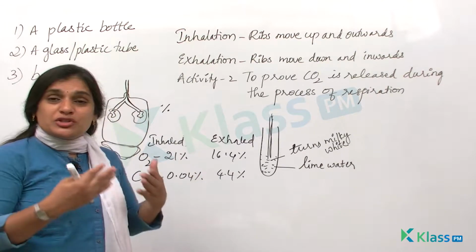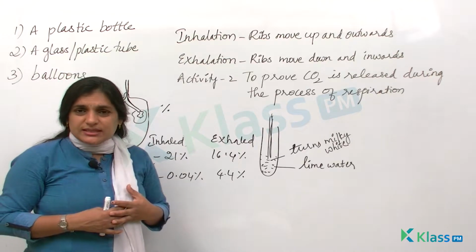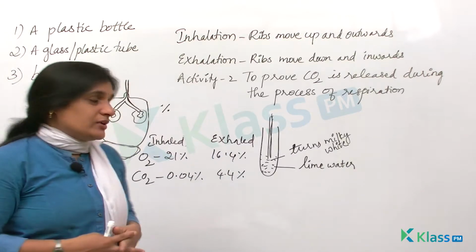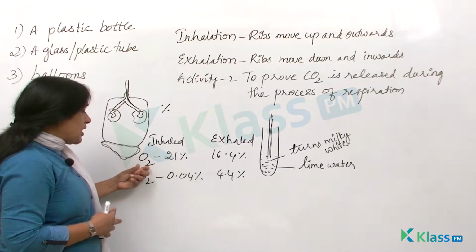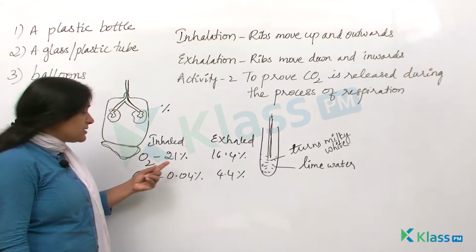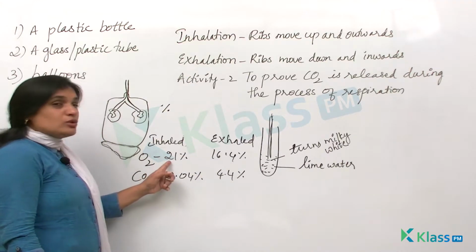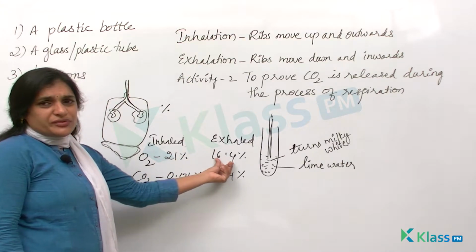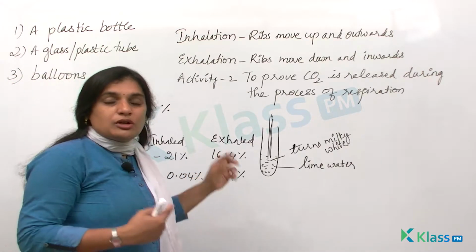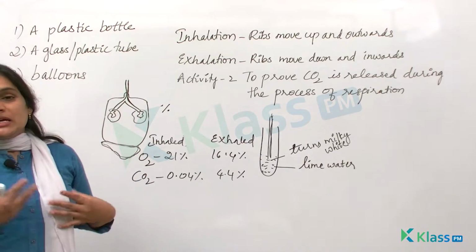So do you know how much air we take in, and what is the amount of oxygen taken in, and what is the amount of oxygen given out, or what is the amount of carbon dioxide taken in and what is the amount of carbon dioxide given out? See, the amount of oxygen inhaled is 21%, whereas exhaled is 16.4%. You are taking in 21%, but you are exhaling only 16%, because the oxygen is used to break down the glucose to obtain energy during the process of respiration.